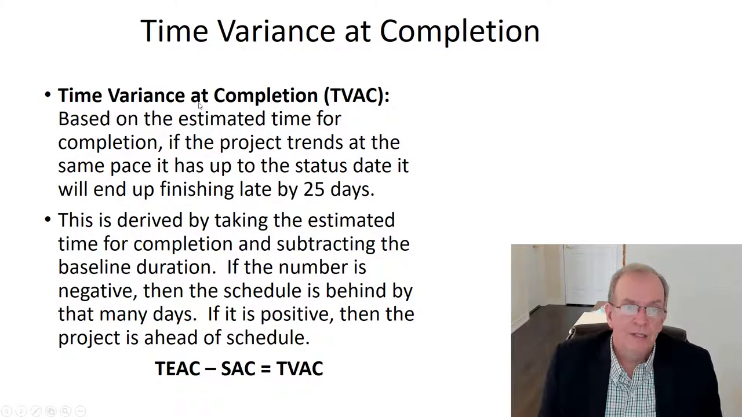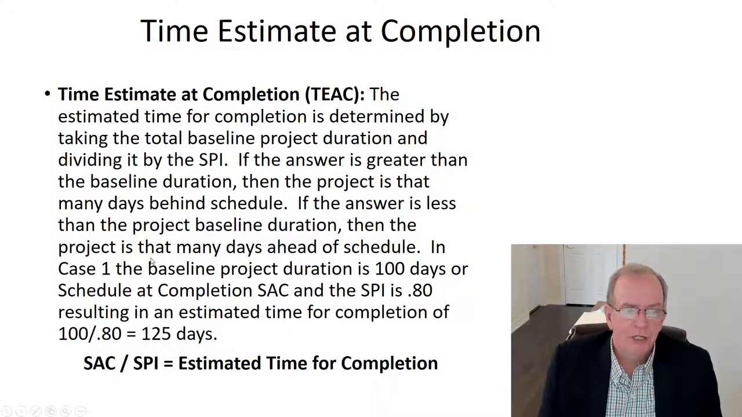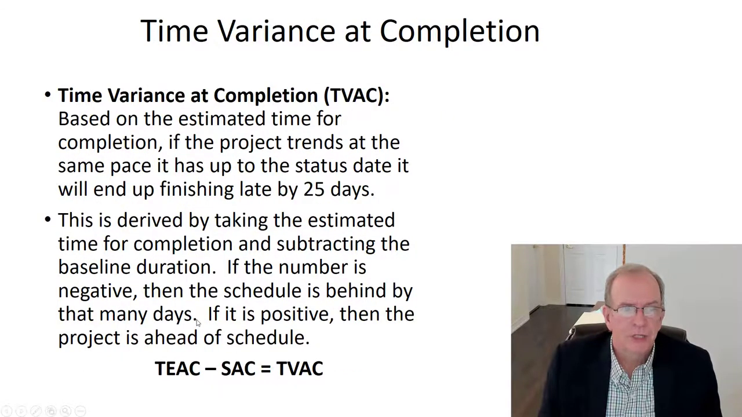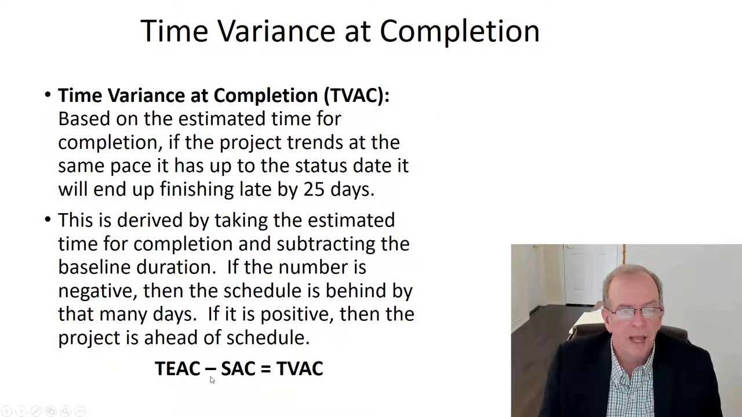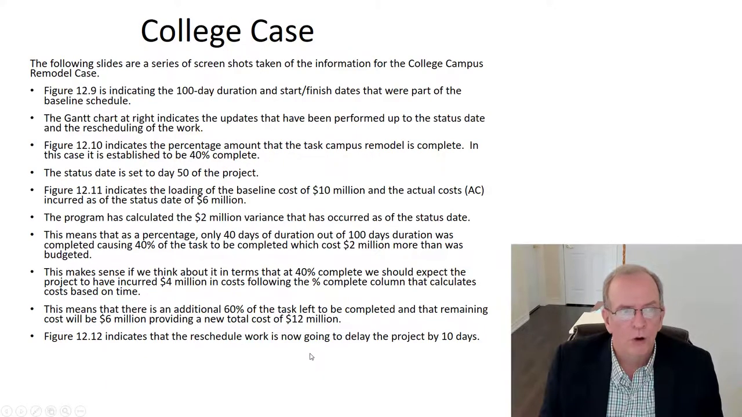So time variance at completion. We've got time estimate at completion. Now we've got time variance at completion. If we take our time estimate at completion and subtract our schedule at completion, so we've got our 100 days, and our 125 days minus our 100, that's going to give us our time variance of 25 days. So we're just plugging in the numbers at this point, giving us a better understanding of overall things that are going on.